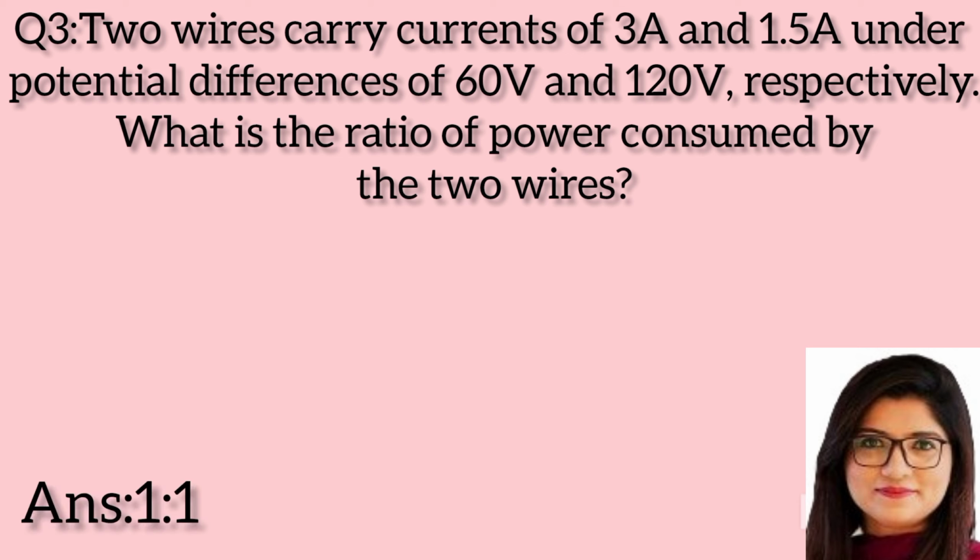Question 3. Two wires carry currents of 3 A and 15 A under potential differences of 60 V and 120 V respectively. What is the ratio of power consumed by the two wires? Answer: 1 to 1.